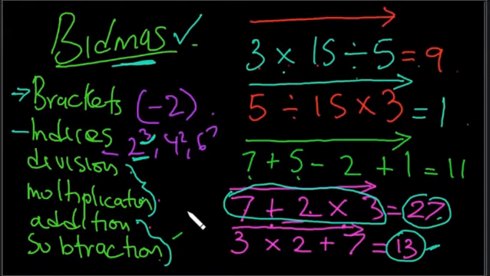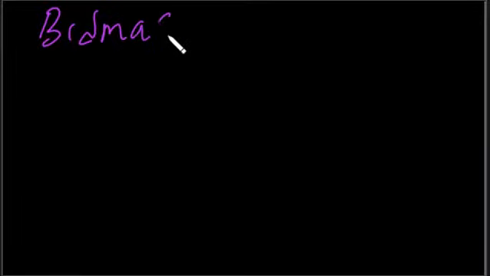Alright, so let's take another example. This time we will include brackets and indices. So we'll write our BIDMAS rule again here as a reference point. And remember, that's brackets, indices, division, multiplication, addition, and subtraction. So let's take our second example. Let's say we had this expression. Let's do a different colour.